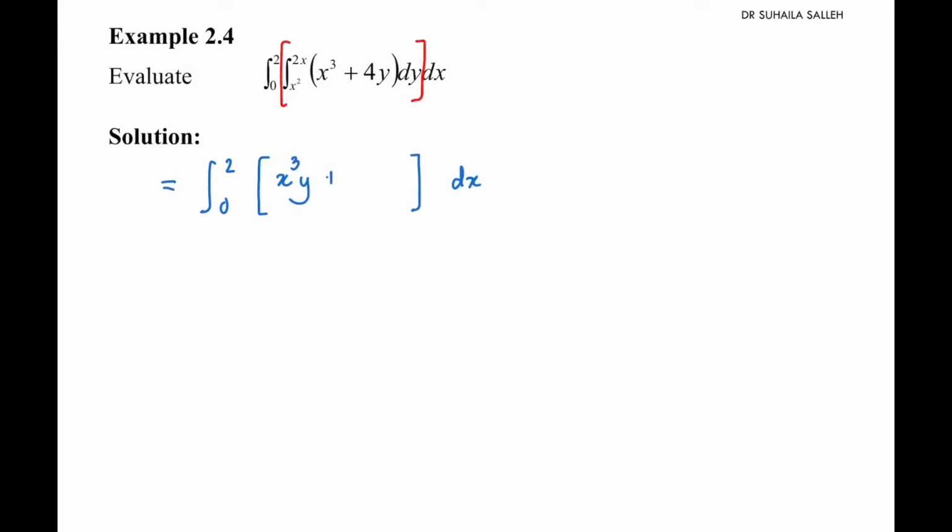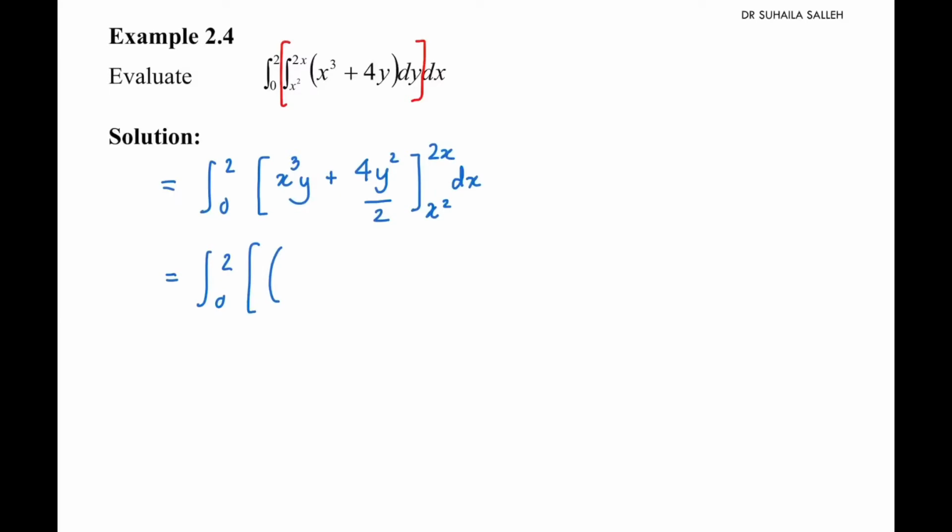Next, integrating 4y. That will be 4y squared over 2. So our limits will be between x squared and 2x. Next step, we insert the values of 2x and x squared. Now, where do we insert that? Do we insert that in x or in y? Obviously, these limits are for y, so you insert that in y. So 0, 2 out there, you still have to write that down.